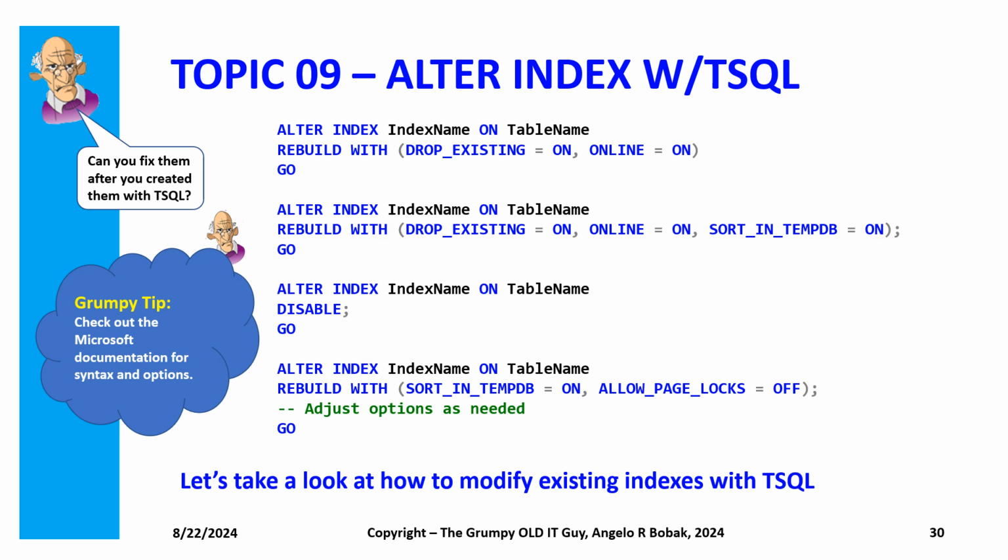It sets sort_in_tempdb equals on, similar to the second statement, and allow_page_locks equals off. Setting allow_page_locks equals off disables page level locks on the index, which can be helpful in specific scenarios where page level locking is not desirable. Each statement provides a different way to alter an index based on specific requirements and performance considerations. When using these statements, ensure that you understand the implications of your chosen options and their impact on database performance and availability.